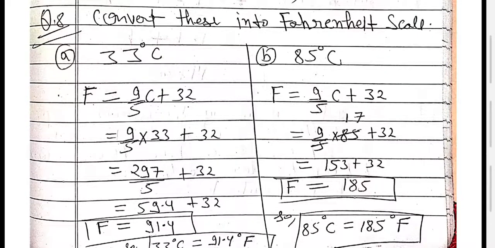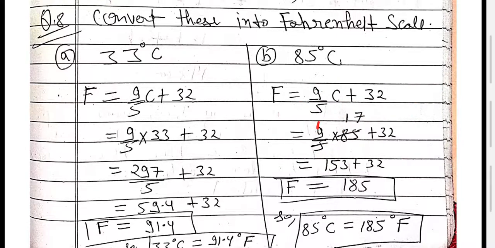Now come to part B. It is 85 degrees Celsius. Just write the formula: F is equal to 9 by 5 C plus 32. Write the value of C, 85, here. Now just cut by 5. 5 ones are 5, 5 ones are 5. Here it becomes 3, and 5 threes are 15... and 5 sevens are 35.